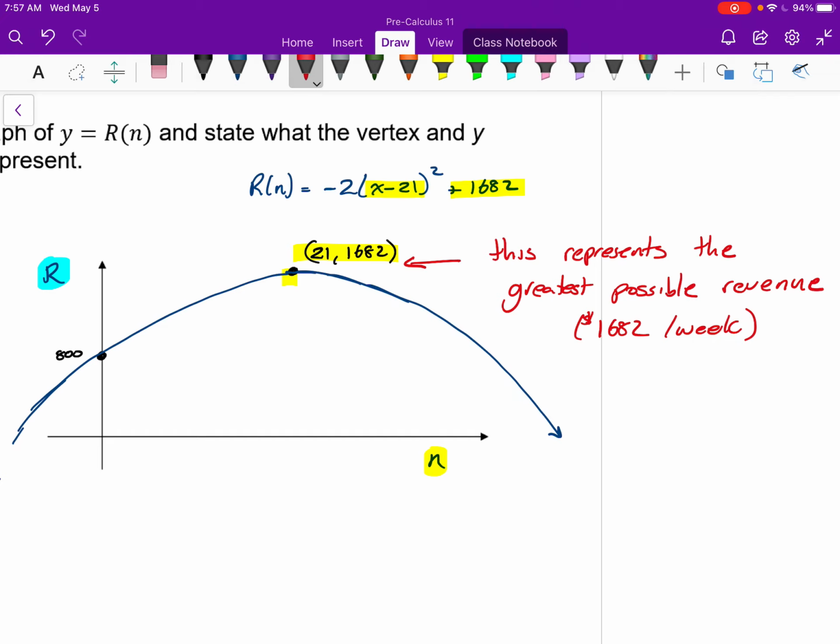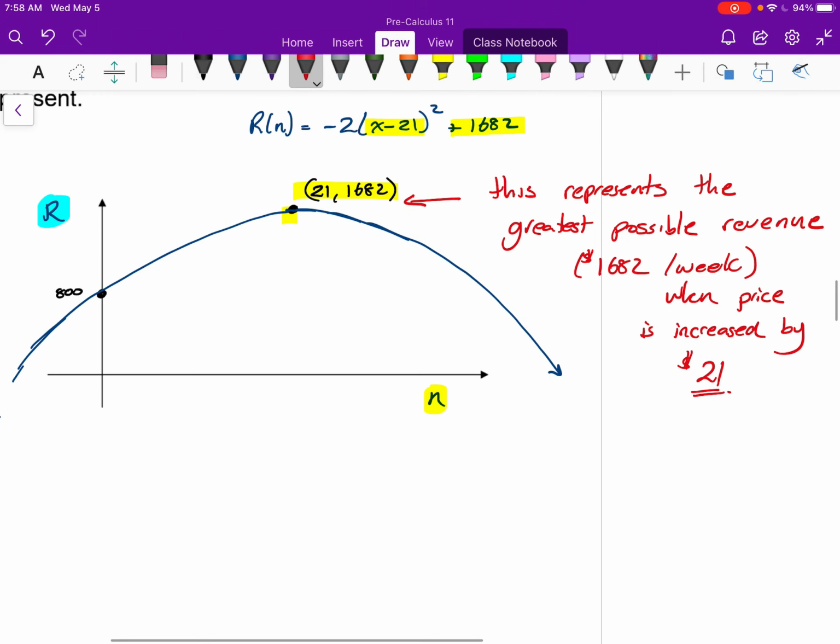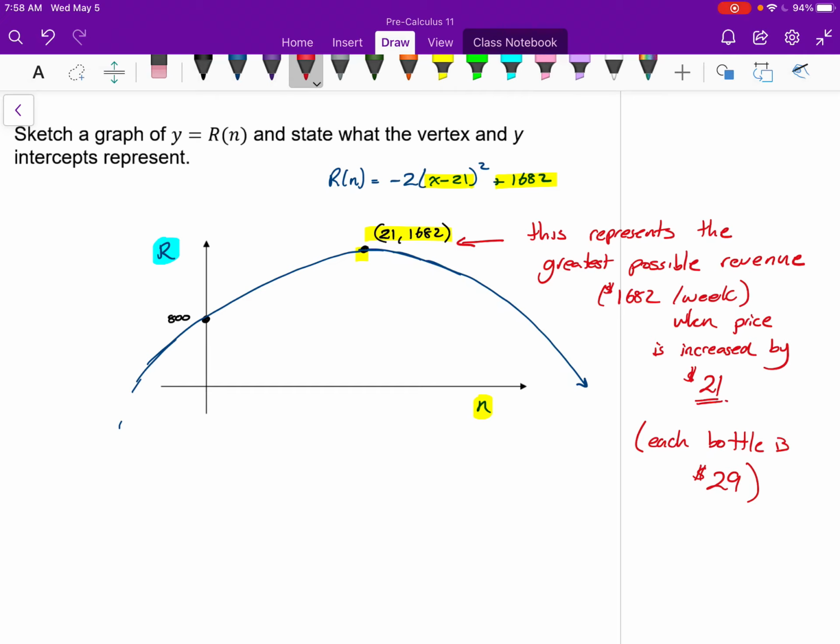But what does a 21 mean? This means when n is 21, but n is a price increase, so when the price is increased by $21. That's a pretty big increase. Not when the price of each bottle is $21, when it's increased by $21. So that means each bottle is $29. So according to our model, if we want to maximize revenue, we should raise the price from $8 to $29.